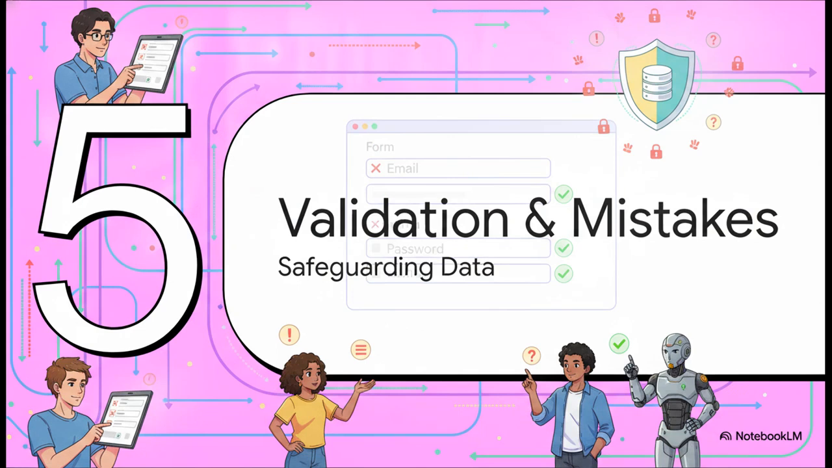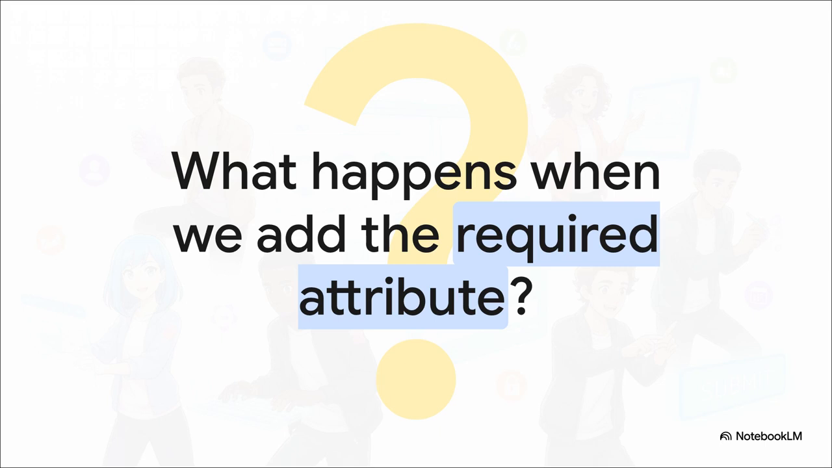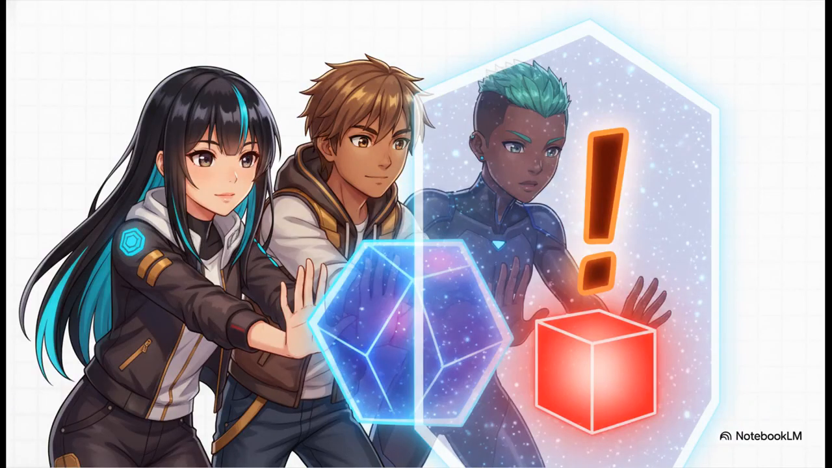Section 5, Form Validation and Mistakes. So we've built this great form, but let's be real. Users don't always fill things out perfectly on the first try. They skip fields, they forget things. We need safeguards. Let's test your intuition one more time. What do you think happens in the browser when we take a standard input tag and just add the word required inside of it? Yep, it completely stops the form in its tracks.